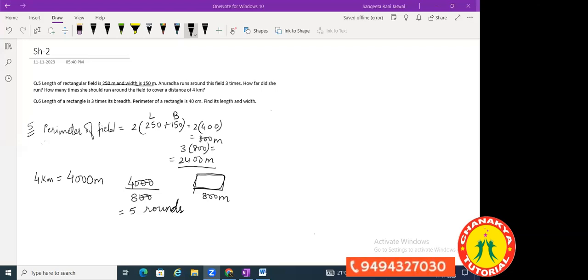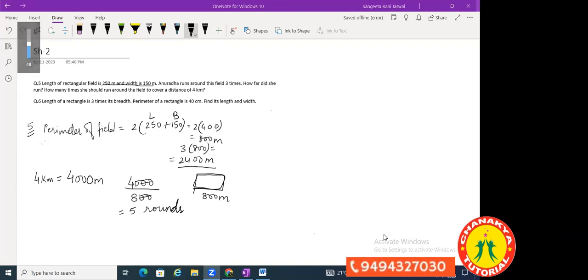Okay, now ask. Here Anuradha runs around the field 3 times. Means 800 into 3. The answer is 2 kilometers 400. Centimeters? Okay, but why don't we need to convert that to meters and centimeters? The total is 2.400 kilometers.